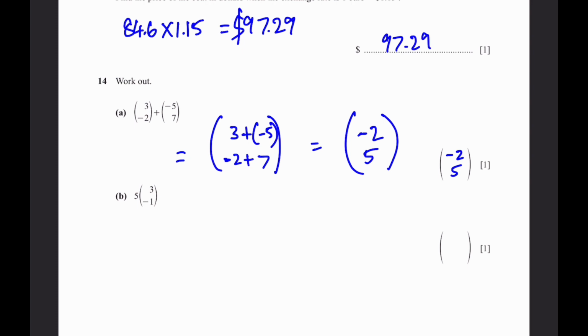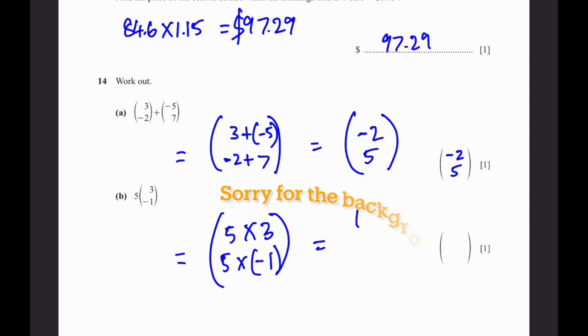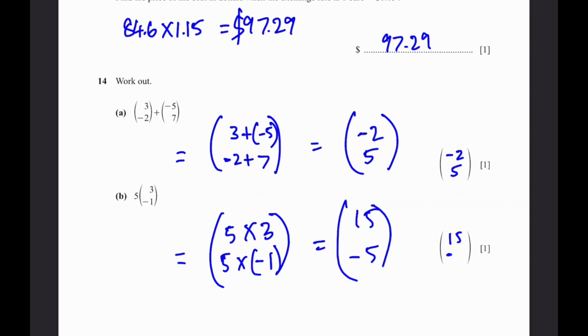B, 5 into 3 minus 1, which is equal to 5 into 3, and then 5 into minus 1, which is equal to 15 and -5. Notice that each of these can be written as column vectors. They're column vectors, or you can call it as matrices.